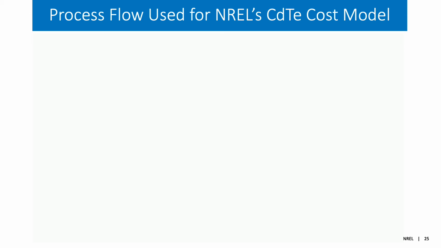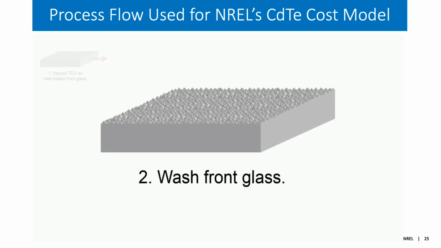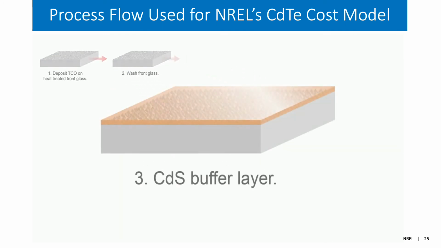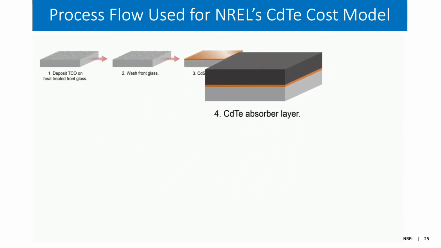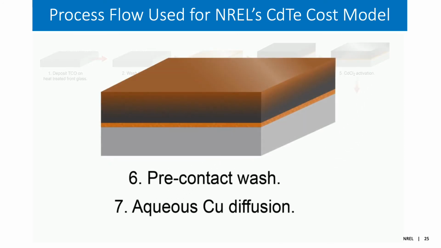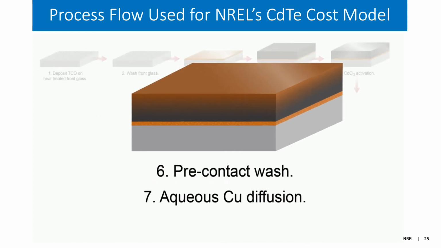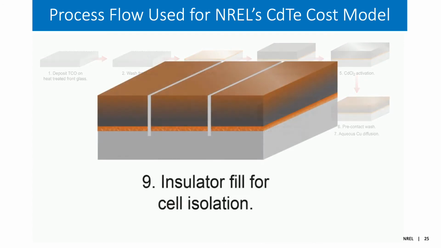Now I'll walk you through the process flow that we use for NREL's CAD-TEL cost model. First, we deposit a transparent conducting oxide, or TCO, on heat-treated front glass. Then we wash the front glass, then deposit a cadmium sulfide buffer layer, followed by the CAD-TEL absorber layer, and then a CAD chloride activation. Then we have a pre-contact wash and aqueous copper diffusion step, followed by a P1 laser scribe through the CAD sulfide, CAD-TEL, and TCO layers, and then fill those scribes in with insulator for cell isolation.